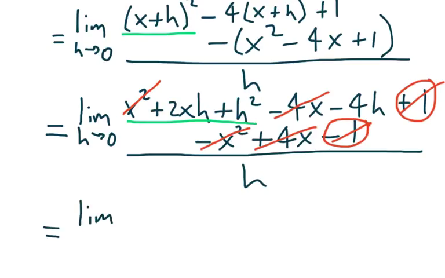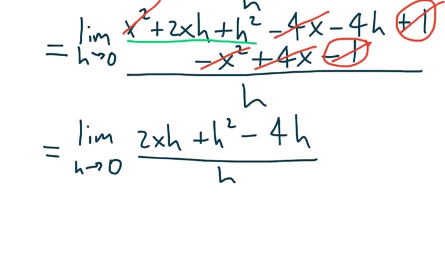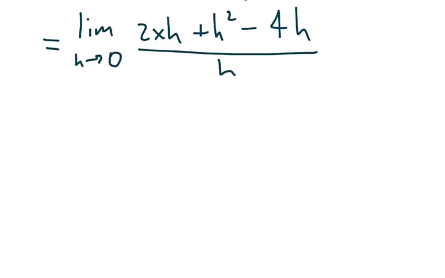We have the limit as h approaches 0 of 2xh plus h squared minus 4h all over h. This is good news for us because every term in the numerator has an h in it. Let's factor it out.